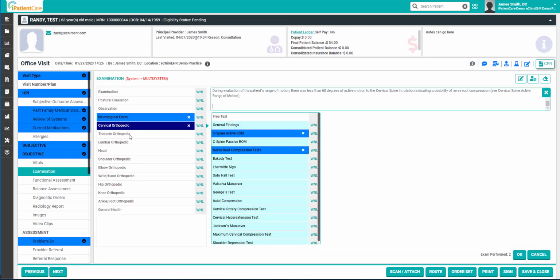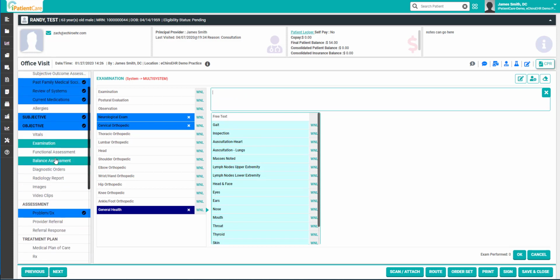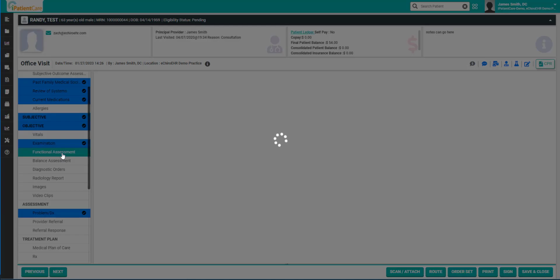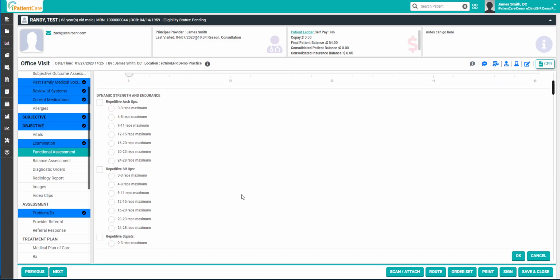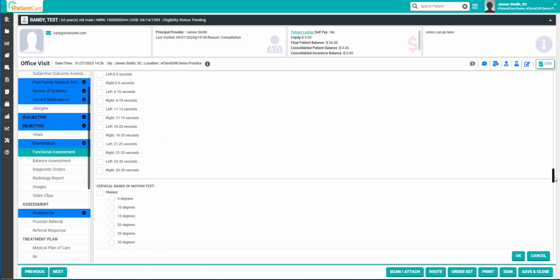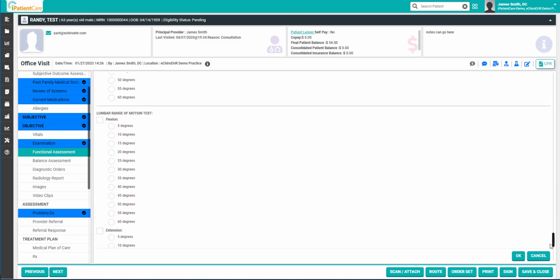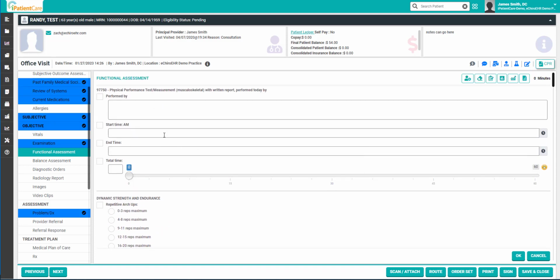And so as we've talked about the exam, working our way down, orthopedic exam, general health exam, all of this, again, within the examination section. Then we built out a couple of scoring forms, functional assessment being one. And this is an area where you would be looking to document your physical performance testing and measurement prior to a rehab treatment plan. And so this is just an example of a physical performance test that we have already in the system.